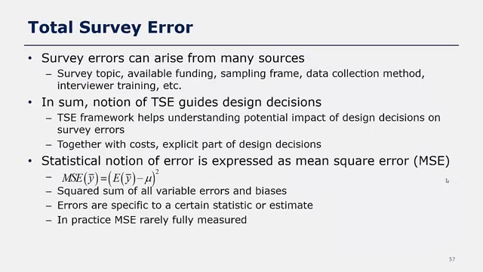What's important to remember about the total survey error is that errors can arise at many places. So the survey topic, the available funding, sampling frame, and data collection method can all affect these error sources in different ways. And the whole specialization will show you that. We go back over and over again to this framework so that you really sharpen your analytic mind and can detect these errors in other data sources that are available.